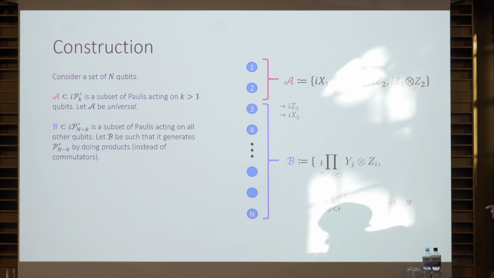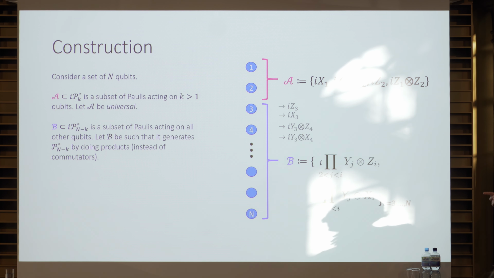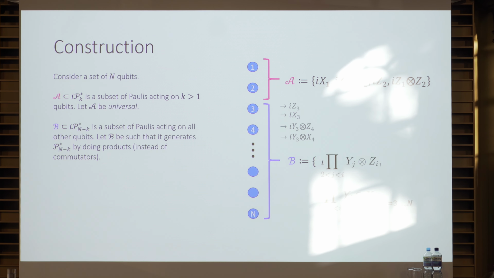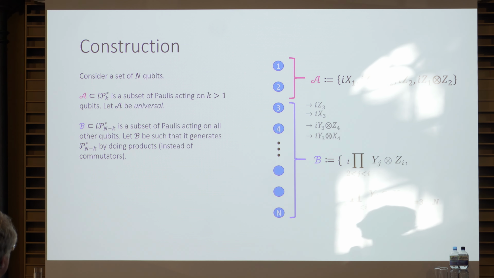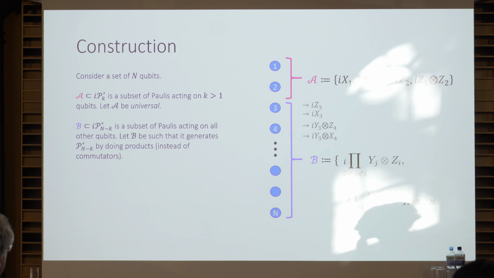If you look at the 3 here, it's just z and x. Next one, it's y and z, and then it will be y, y, z, y, y, x, and so on. Right? And this turns out to be product universal. So you can get any Pauli up to a phase if you multiply them together. It is easy to show and easy to create.